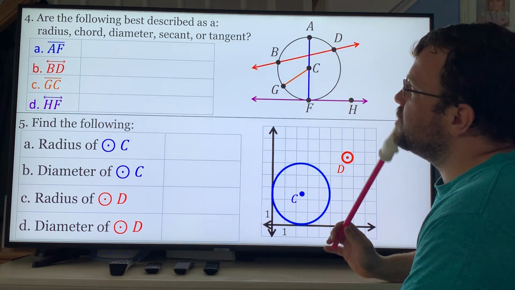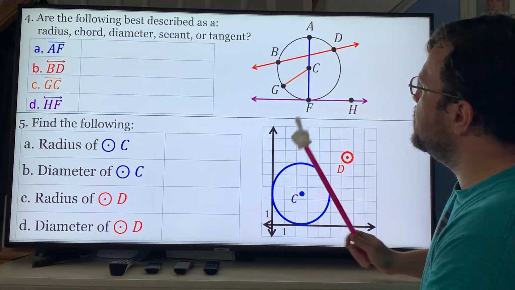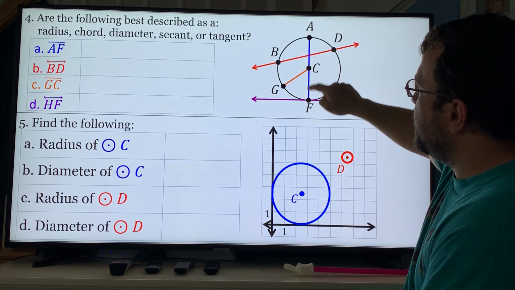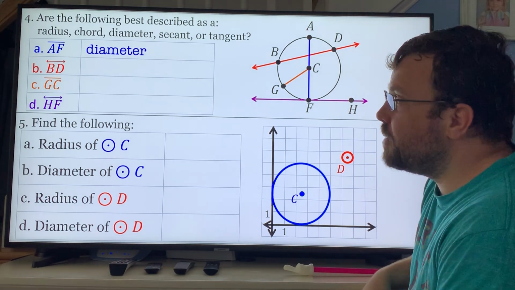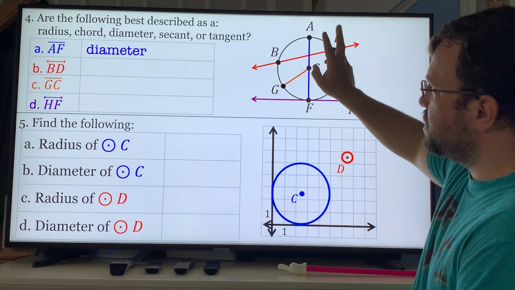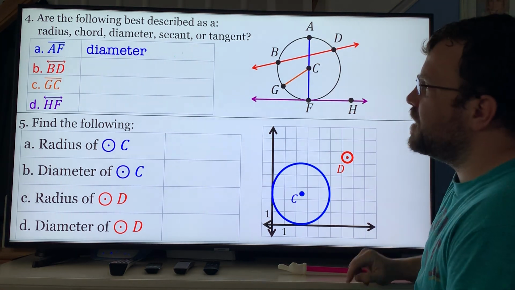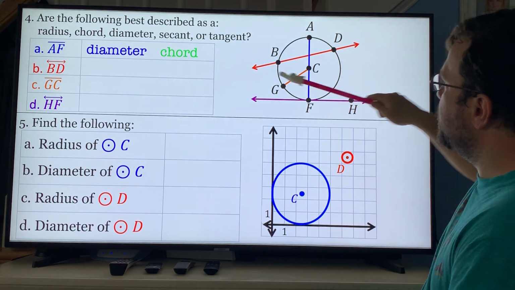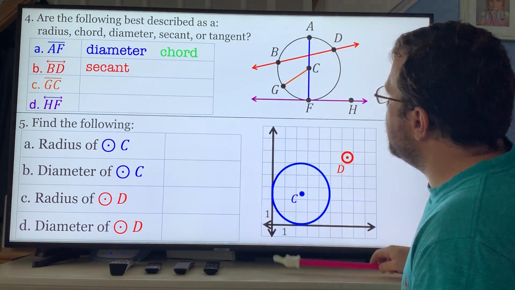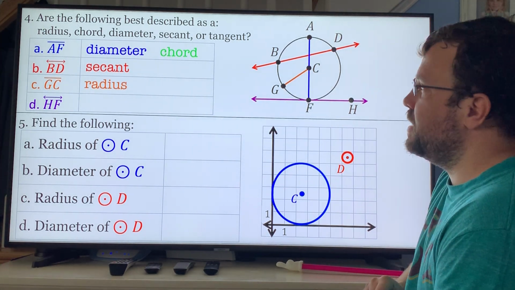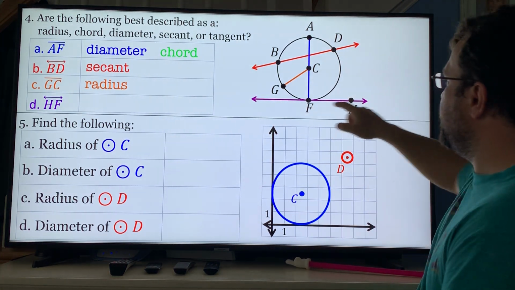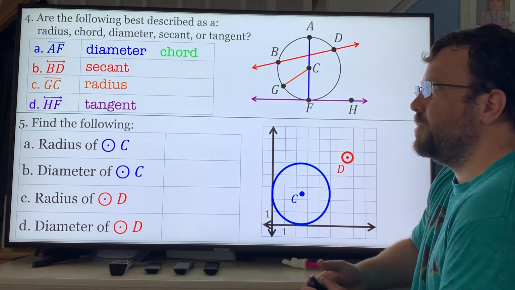Are the following best described as a radius, chord, diameter, secant, or tangent? So, segment AF, 2 sides, goes through the center, so it is a diameter. Line BD intersects 2 points, so it has a chord inside, but since it's a line, it is a secant. This one's also a chord, but this one right here is a secant, all right? Segment GC, that's easy, that's a radius. And then line HF, a line that hits in one spot is a tangent, all right?